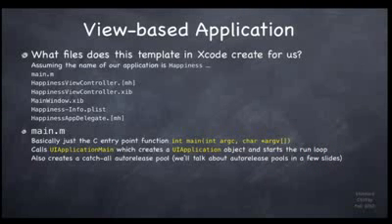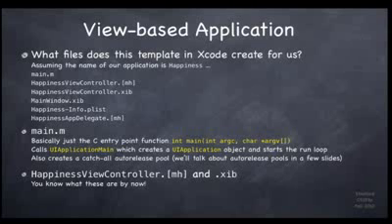Main.m, really simple. It's just that standard C entry point of int main, int argc, char star argv, right? That's just all C programs. That's their entry point. Unix C programs enter there. If you go look at that file, which you're welcome to do, you'll see it really just creates this autorelease pool thing, which I'm going to talk about in a few slides. And then it calls this function UIApplicationMain, which starts up your whole application.